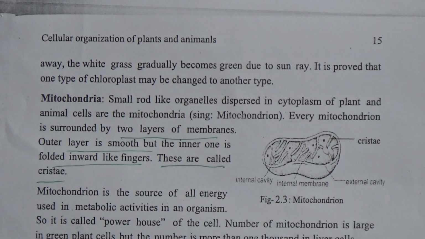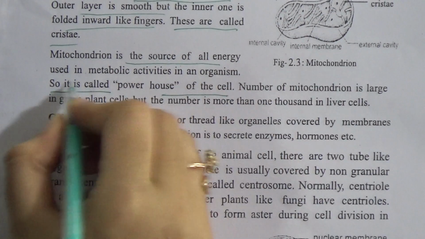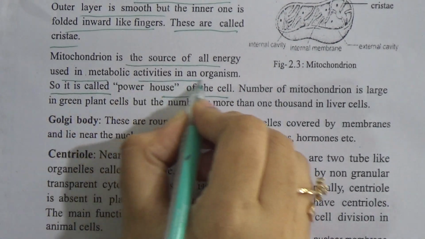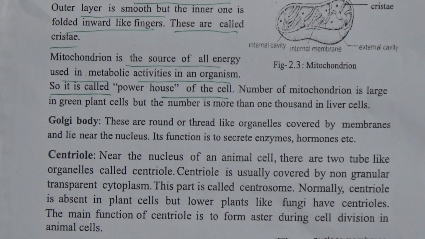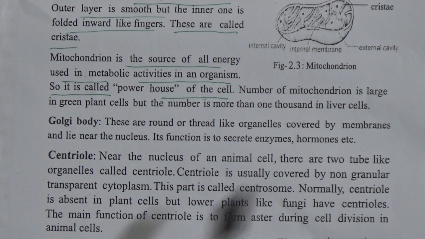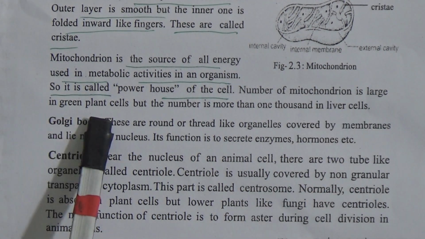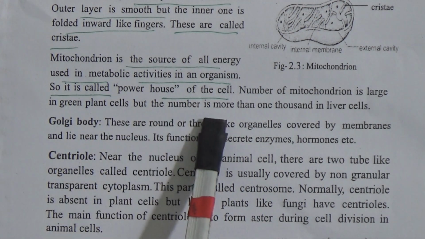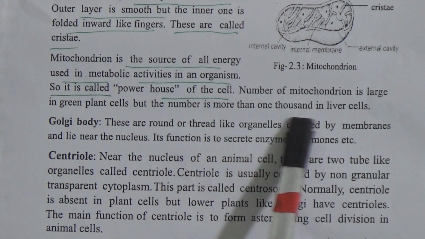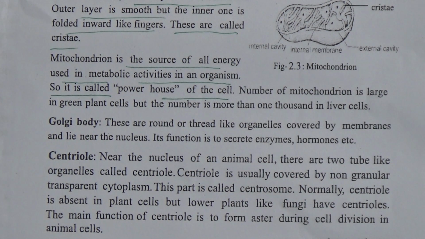Mitochondria is the source of all energy used in metabolic activities in an organism. So it is called the powerhouse. Because mitochondria is the source of all energy used in metabolic activities in an organism. The number of mitochondria is large in green plant cells, but the number is more than 1000 in liver cells.